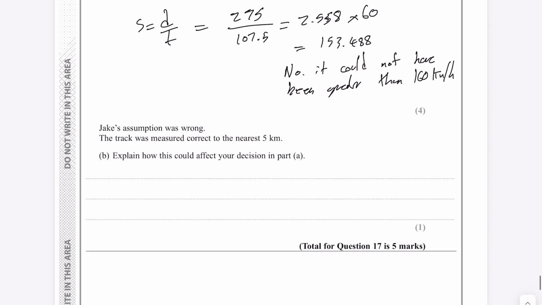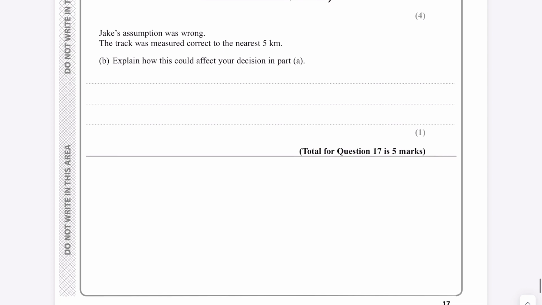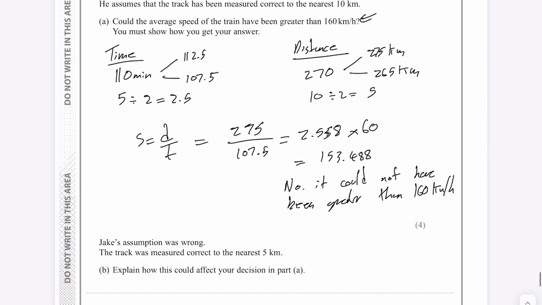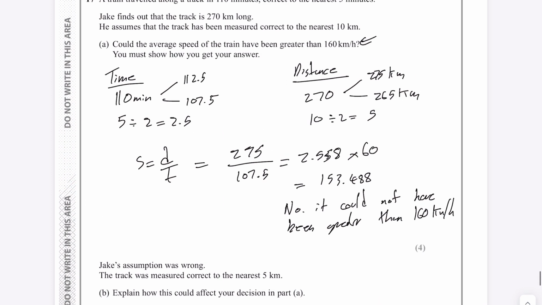So Jake's assumption was wrong. The track was measured correct to the nearest 5 kilometers. Okay, so if you go up, we did 10, his is now measured to 5. So that means the distance will decrease.